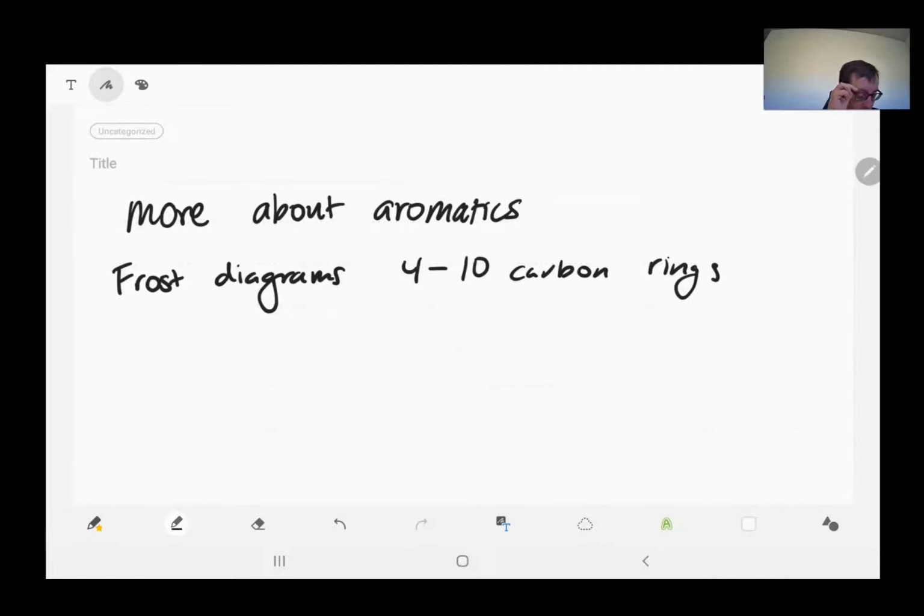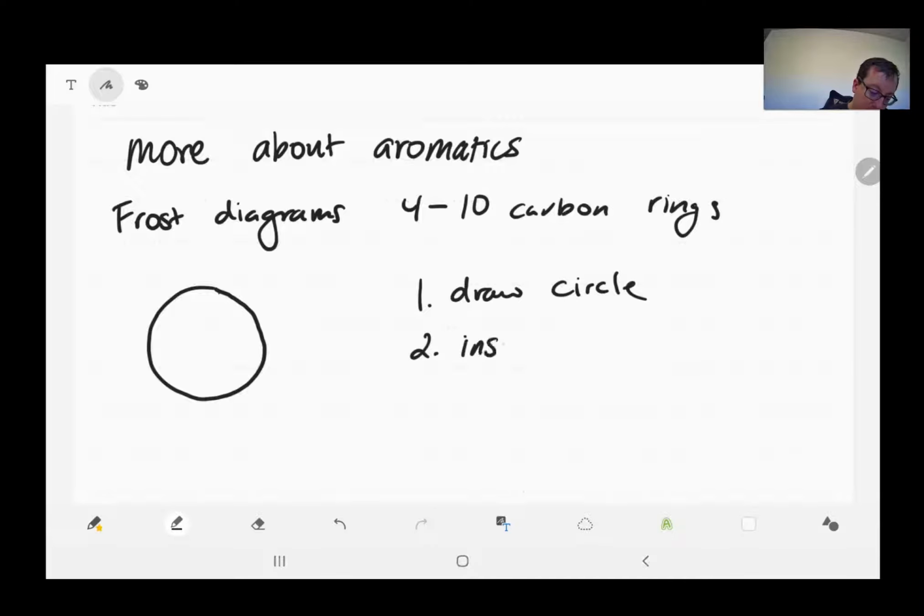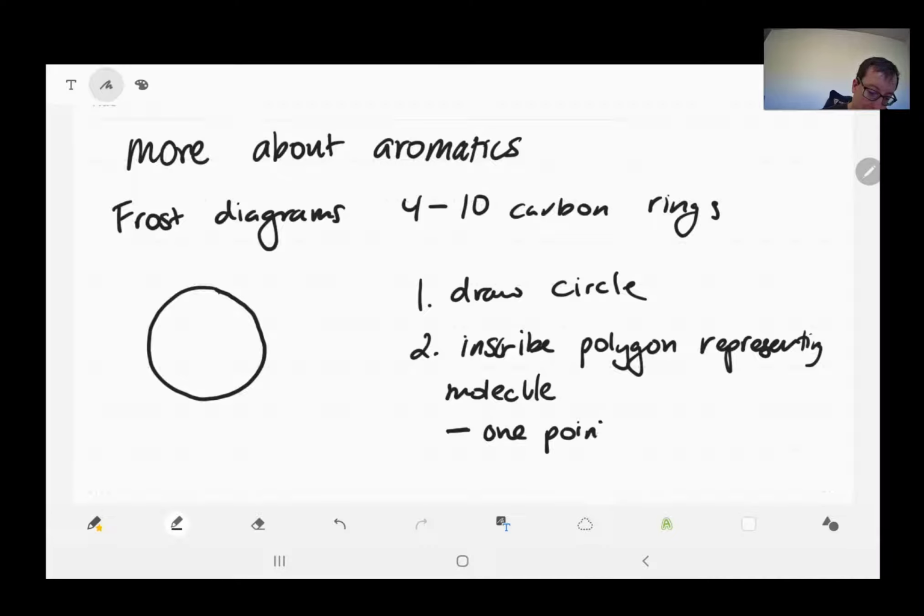How these diagrams work is, first you've got to draw a circle, the hardest part of this. Let's say we're looking at a 4-membered ring, cyclobutadiene. So first step is draw a circle. Then you're going to inscribe the polygon representing the molecule. One important bit here is that one point must be at the bottom.